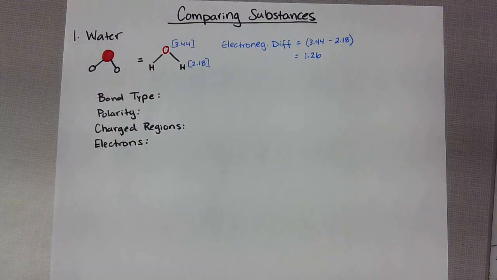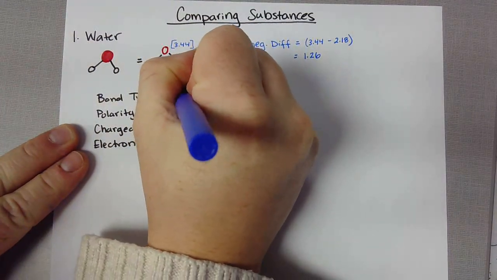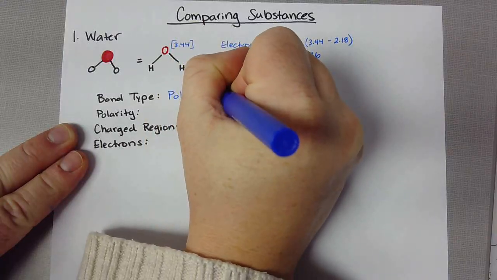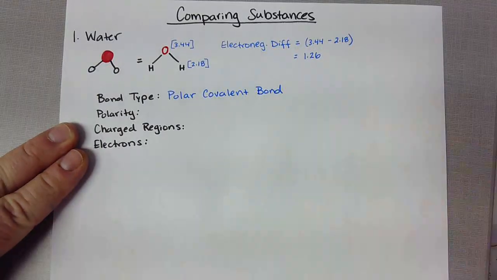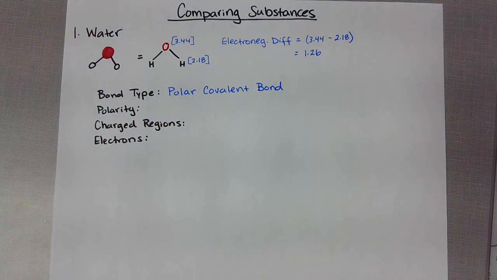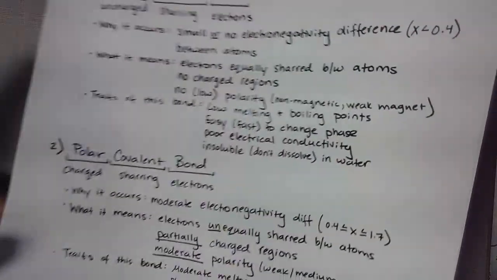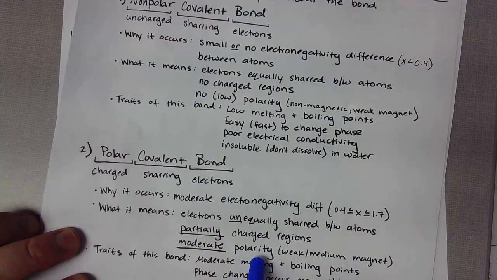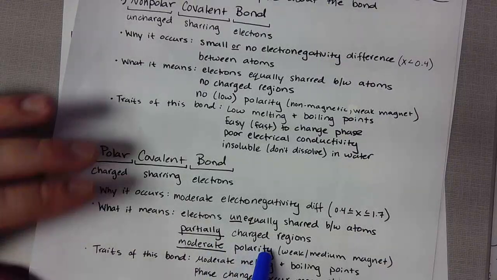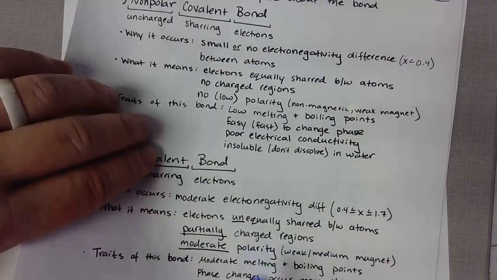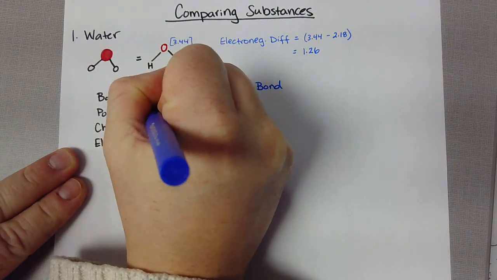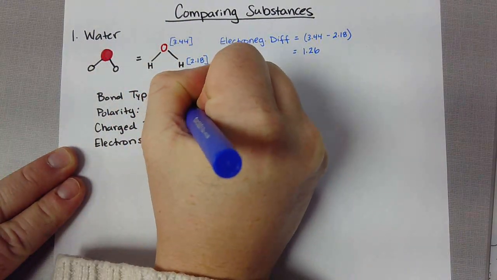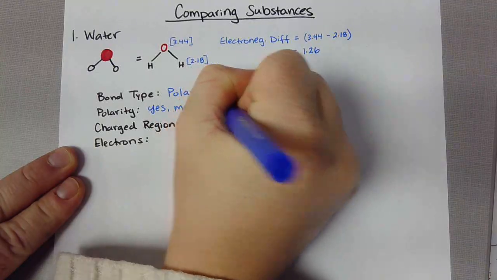So I have a polar covalent bond, which means my level of polarity, I'm going to stick with my notes. I have a moderate level of polarity. Makes sense. This is kind of my middle level bond. My polarity level is moderate. So am I polar? Yes. Moderate strength.